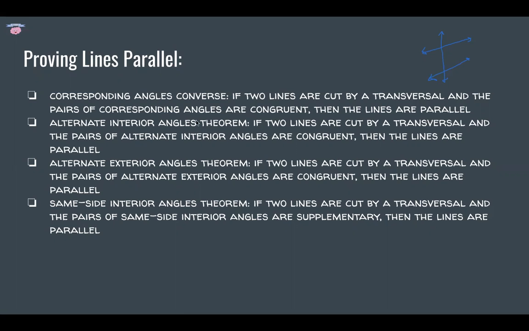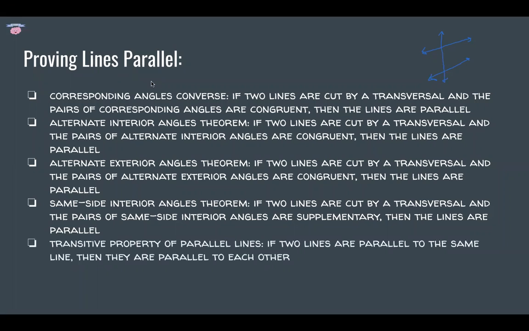Also, quick thing, this is not supposed to be the alternate interior angles theorem. It's supposed to be the converse, and same for these two. If you're writing this down, just change it to converse instead of theorem, because the theorem was saying if the lines are parallel, then these are congruent. And this is saying if they're congruent, then they're parallel. So just change this to converse.